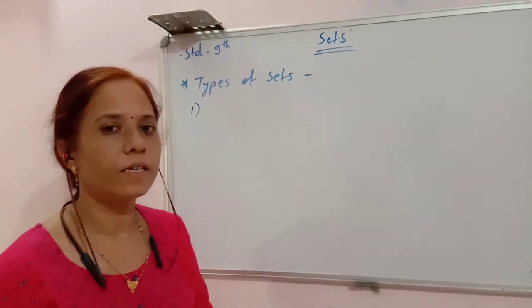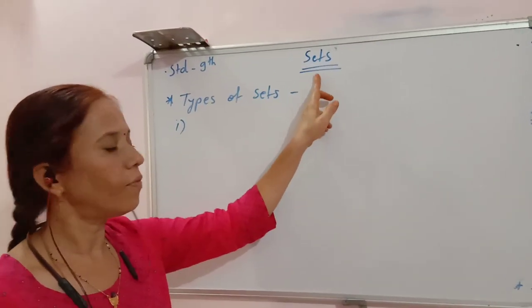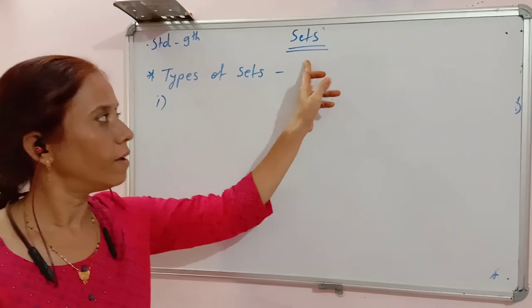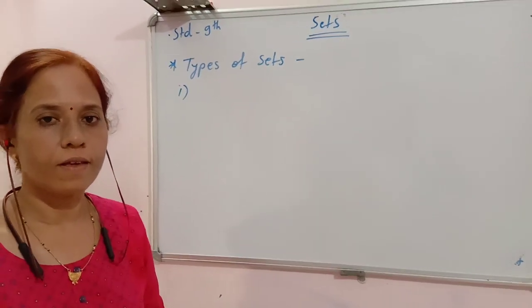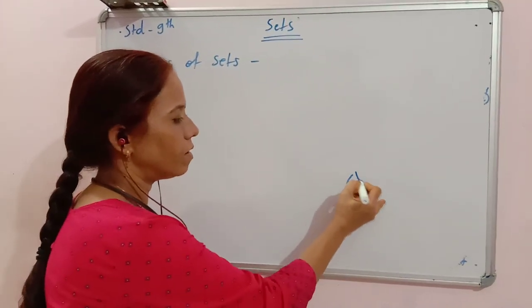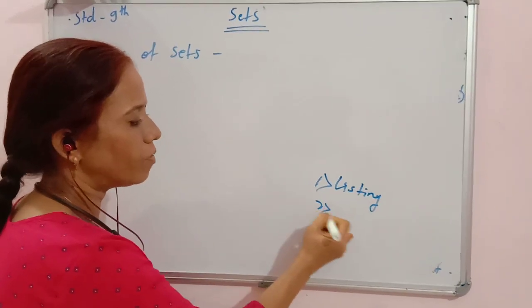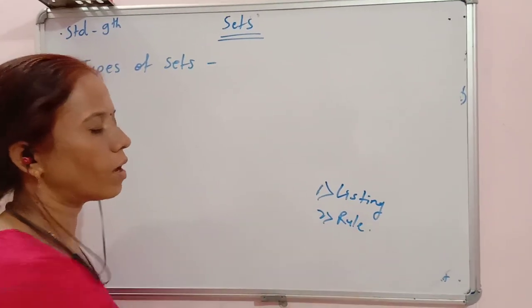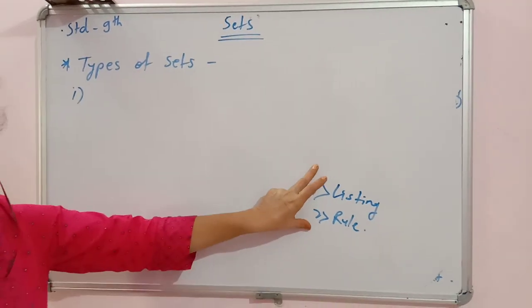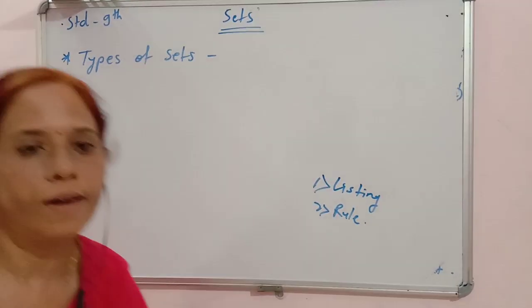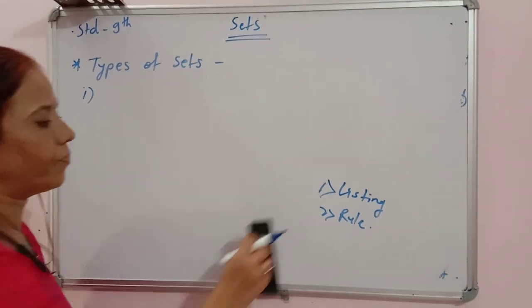In the last lecture, we have seen the definition of set, what is meant by set, and the methods of writing sets. Which were those methods? That is the listing method, and the second method was the rule method. I hope you have understood all this. Now the next topic is types of sets.